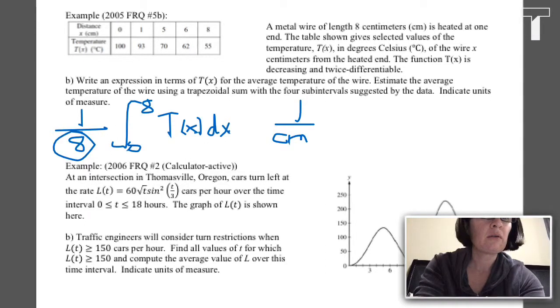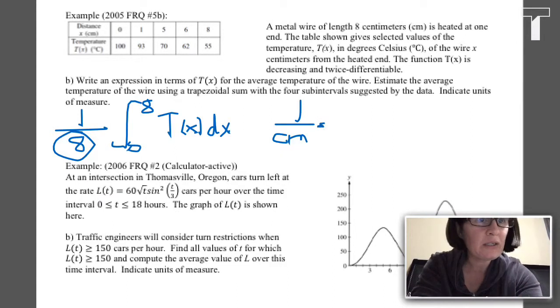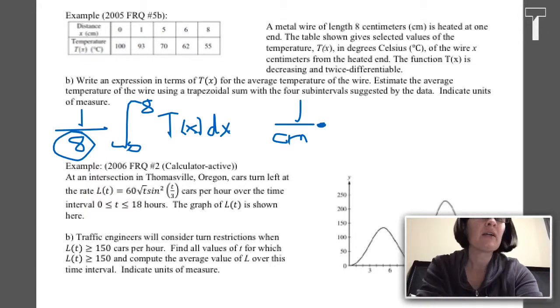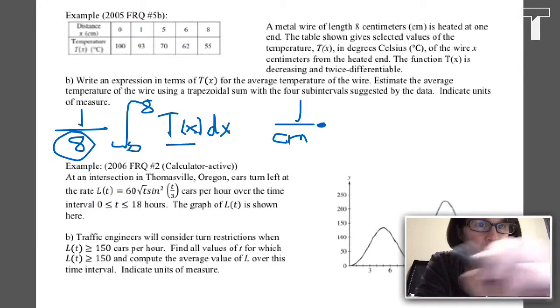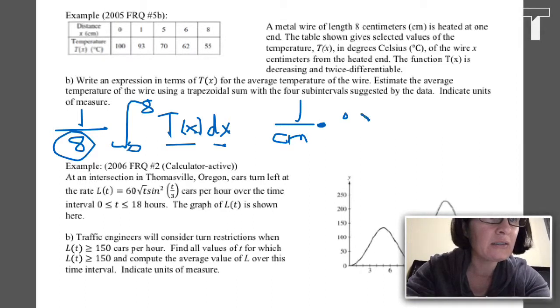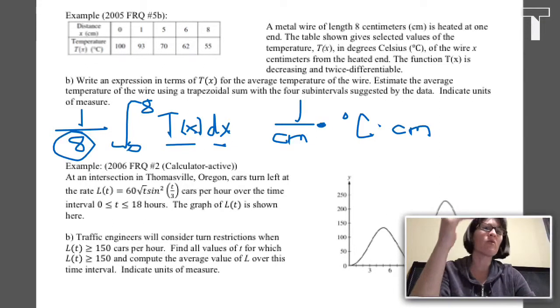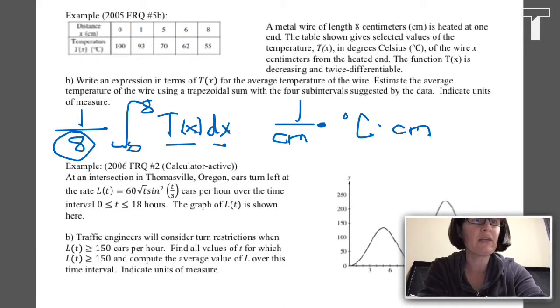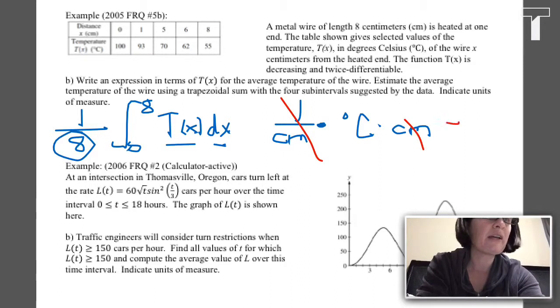1/centimeters. And then I'm going to multiply by the integral. That's a multiplication sign. And the integral adds up a bunch of areas of rectangles. And those rectangles have a height that's T of x and a width that's a small change in x. So the height is degrees Celsius. And the dx, that's a change in centimeters. So I have units that are 1/centimeters times degrees Celsius times centimeters. You can probably see that these are going to cancel, and my final answer has units of degrees Celsius.